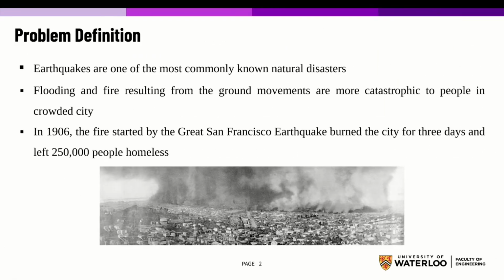Earthquakes are one of the most commonly known natural disasters which have accompanied humankind for thousands of years. In reality, not all damages caused by earthquakes result from ground movement directly. Instead, the collateral damages such as flooding and fire resulting from ground movements are more catastrophic to people, especially those who lived in crowded cities. For example, in 1906, the fire started by the Great San Francisco earthquake burned the city for 3 days and left 250,000 people homeless.